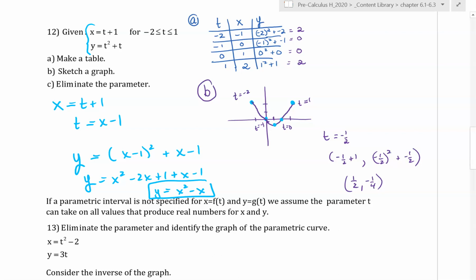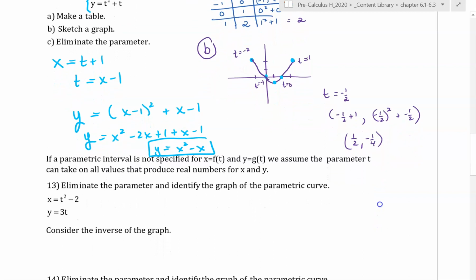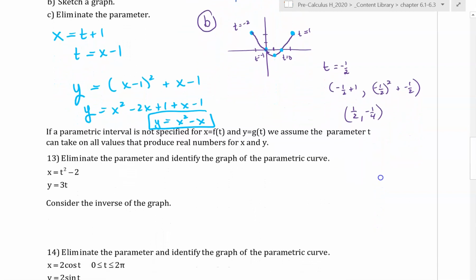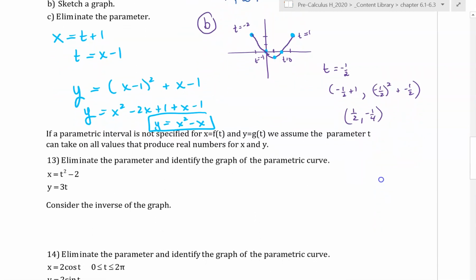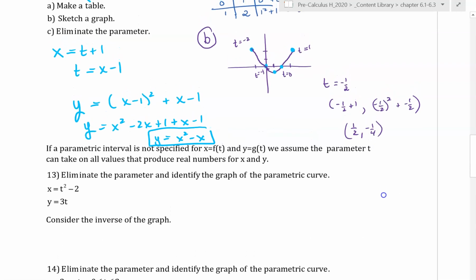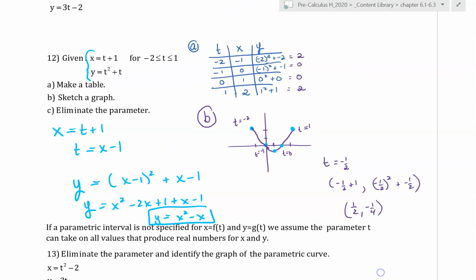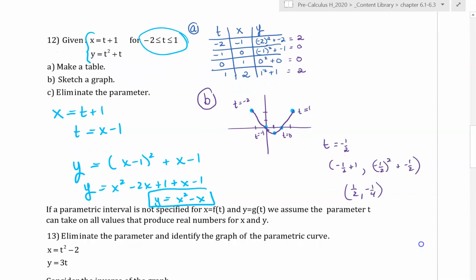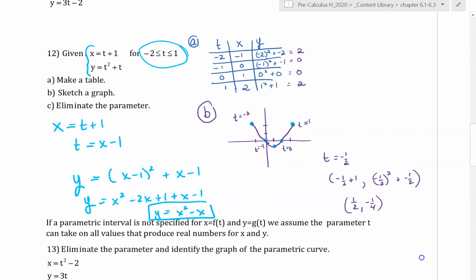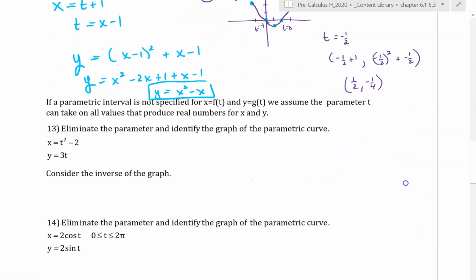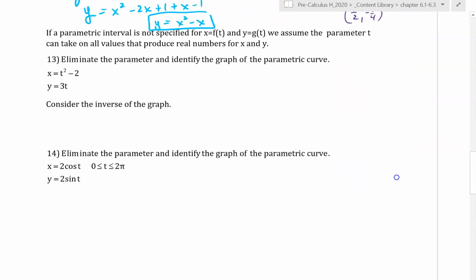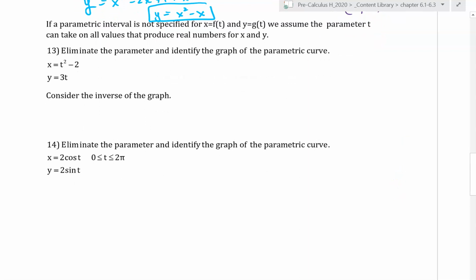Okay, so if a parametric interval is not specified for x equals f of t and y equals g of t, we assume that the parameter t can take on all values that produce real numbers for x and y. So again, notice for this one, I gave you a specific parametric interval for t. Okay, so let's try this next example. It says eliminate the parameter and identify the graph of the parametric curve.